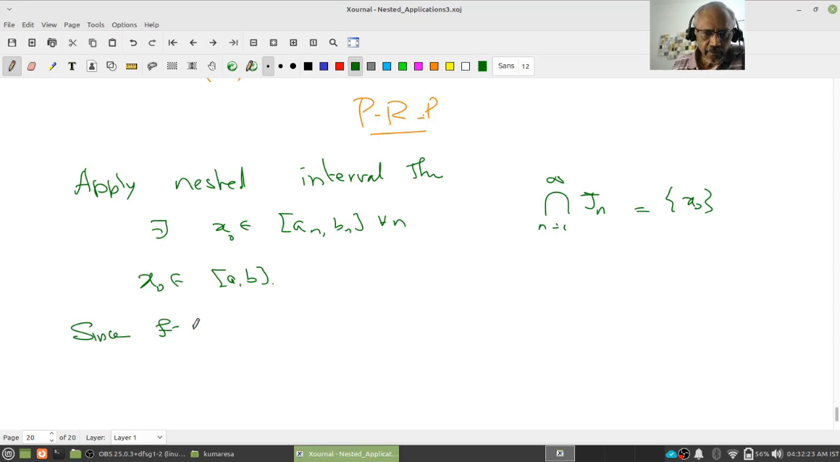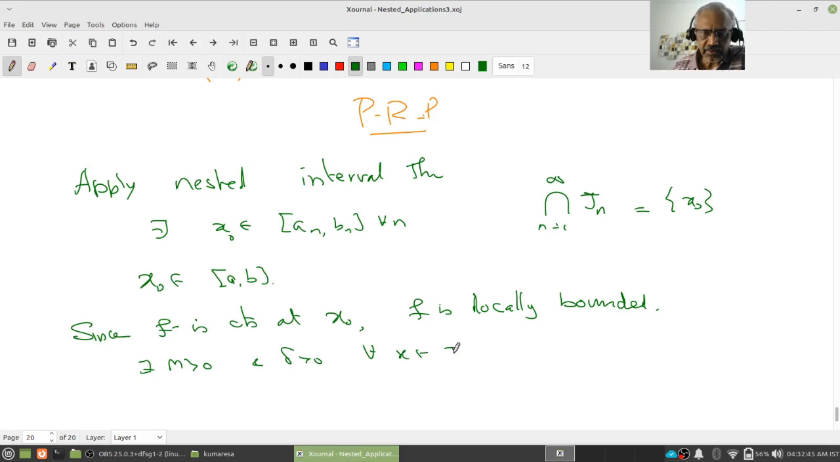Since f is continuous at x0, f is locally bounded. That means there exist m positive and delta positive, so that for all x in J, that is your J0, which is [a,b], and |x minus x0| less than delta, we have |f(x)| less than or equal to m.